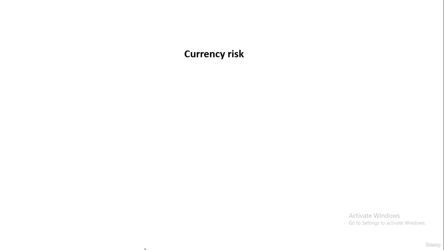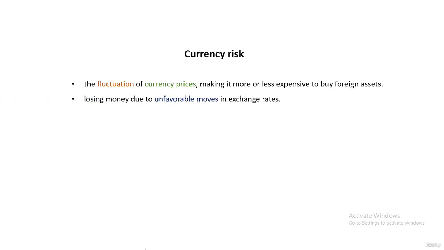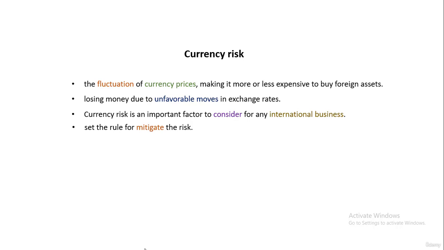Currency risk. Currency risk is the risk associated with fluctuation of currency price, making it more or less expensive to buy foreign assets. Currency risk is the possibility of losing money due to unfavorable moves in exchange rates. Currency risk, or foreign exchange risk, refers to the potential loss that an organization may incur as a result of fluctuation in currency exchange rates. Currency exchange risk is an important factor to consider for any international business, no matter how big or small the size of your company. You can set rules to mitigate the risk.